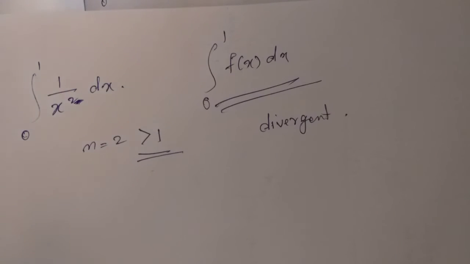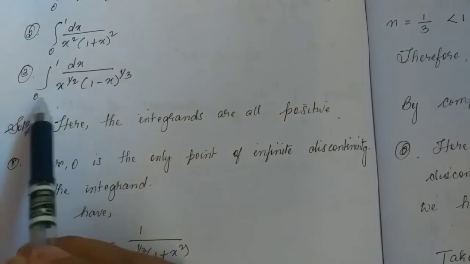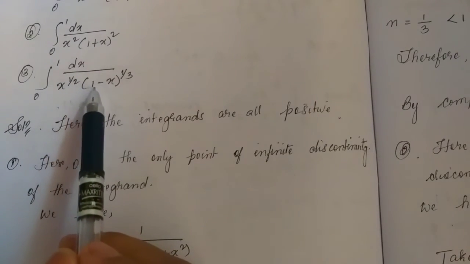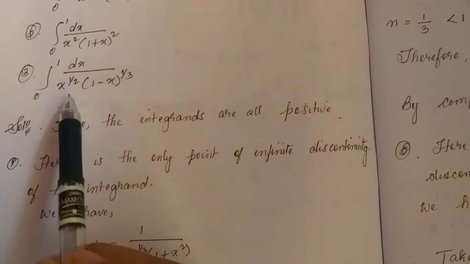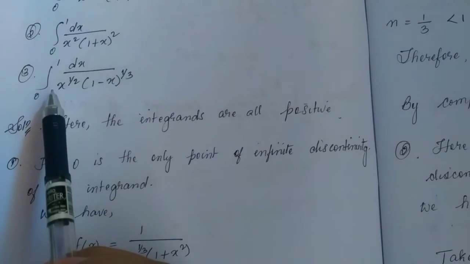Here we are only checking if the integral is convergent or divergent. If it is convergent, we are not finding out that value. We only try to find out whether it is convergent or divergent. Next, let us have a look at this third example. 0 to 1 dx by x to the power 1 by 2, then 1 minus x to the power 1 by 3. In this third example, we're having 2 points of infinite discontinuity.